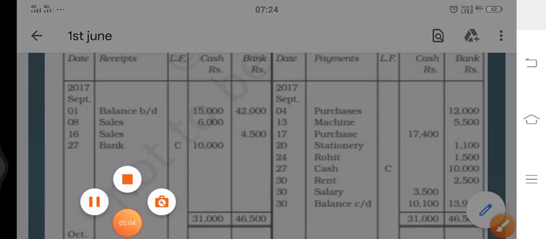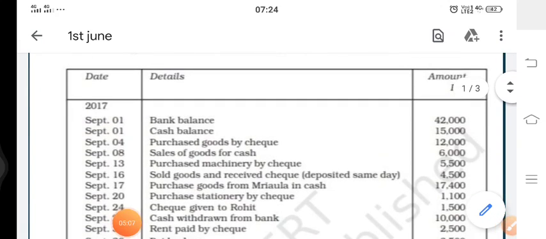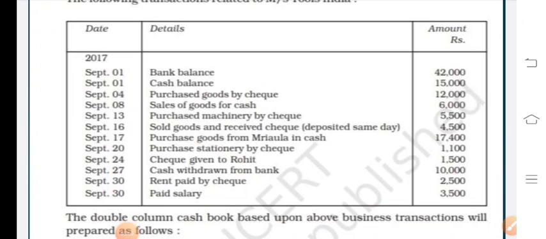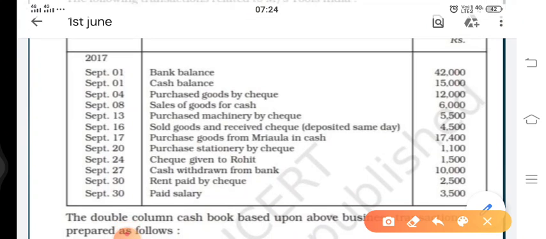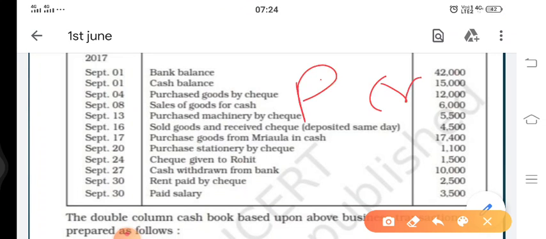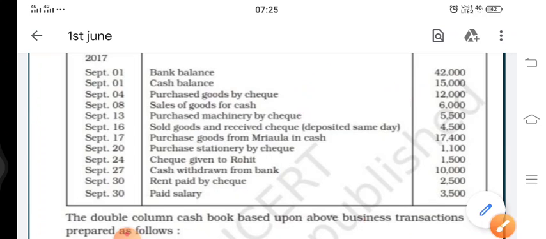Moving to the next point. And the next point we have is purchased machinery by check. Now here we purchased machinery. As you all can see, since we have purchased machinery and payment is made through check, which means money is paid through bank, so it's a payment, and payment has to be recorded on the credit side of the cash book.